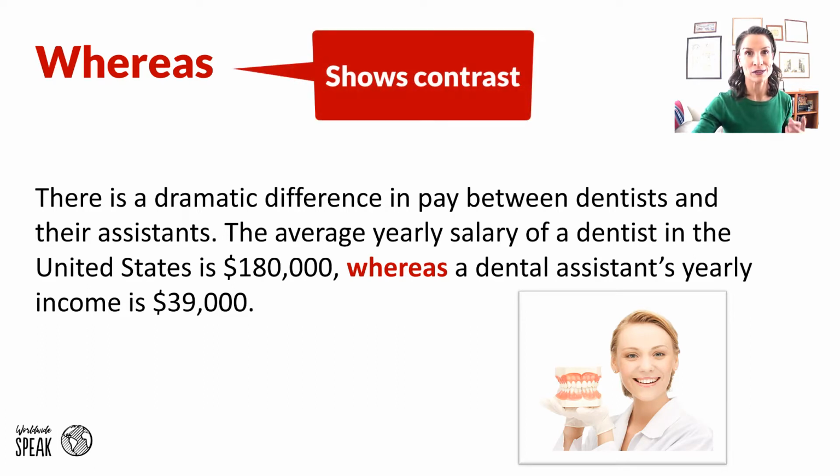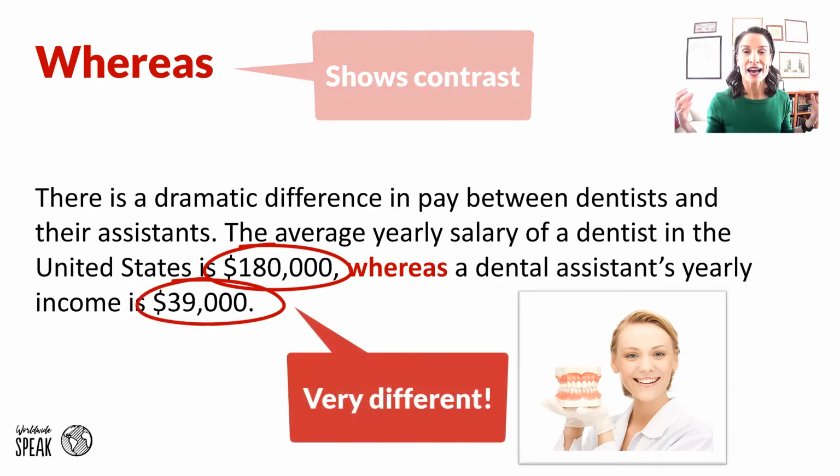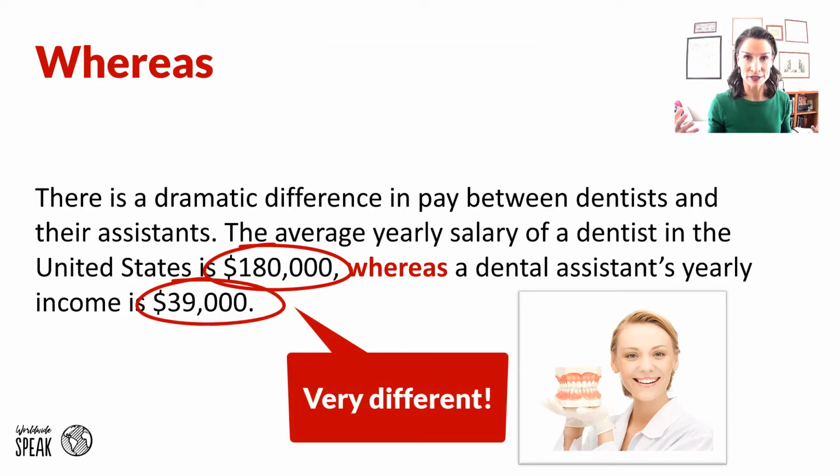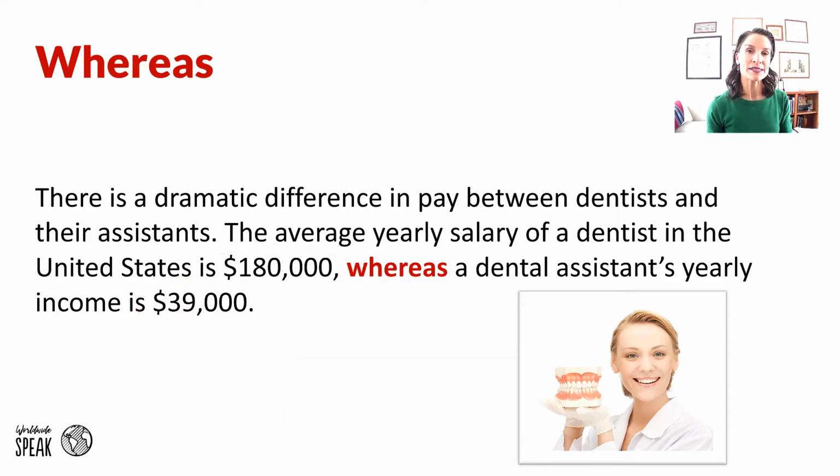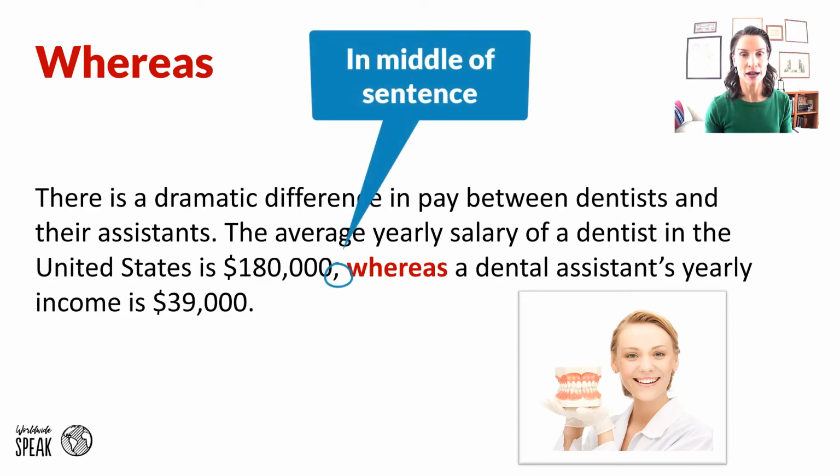So I am contrasting two things, the salary of the dentist and the salary of the dental assistant. I want to show you that these are different. And I'm using the word whereas. This is a connector which specifically indicates a difference between two things. Notice that it's coming here in the middle of a sentence after a comma.